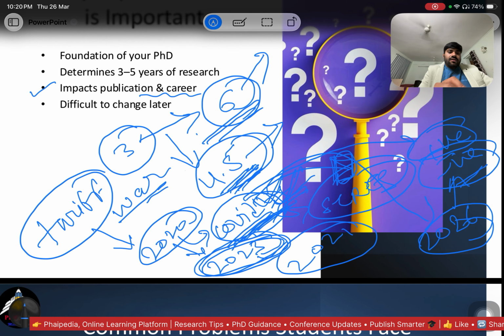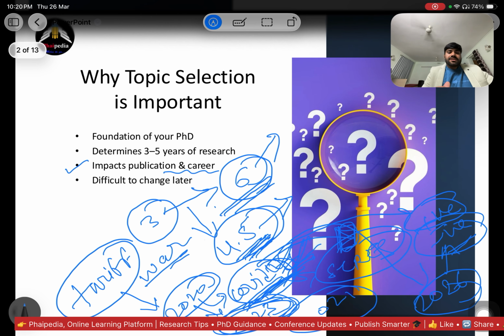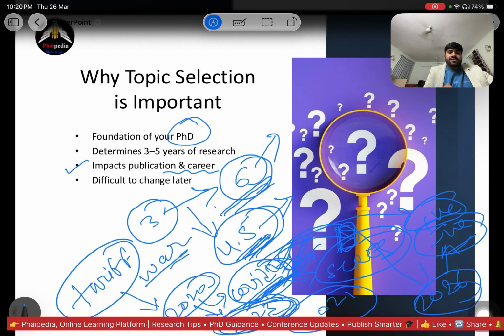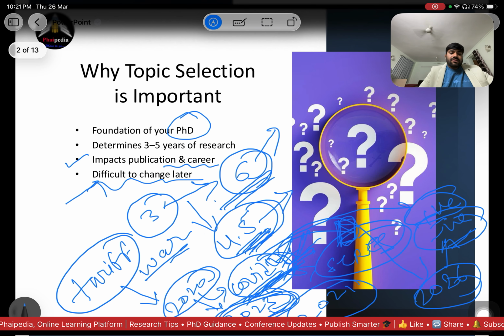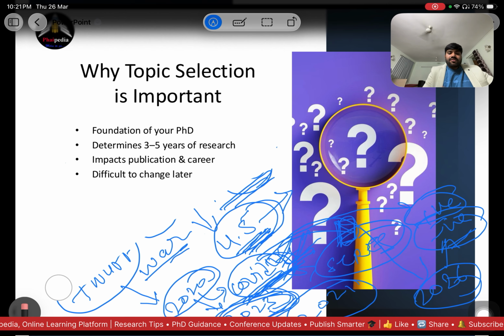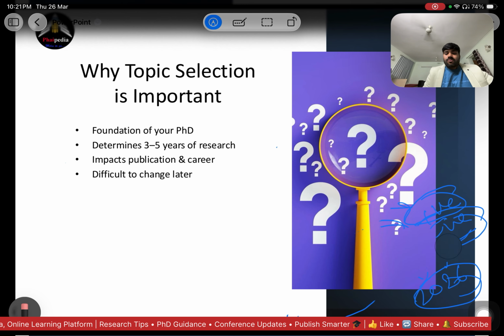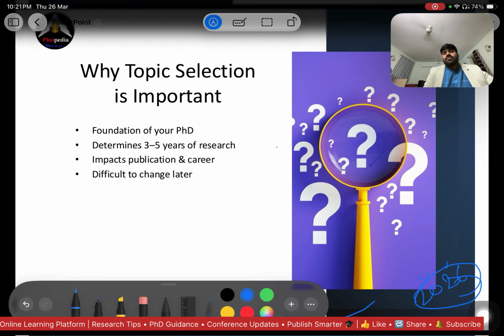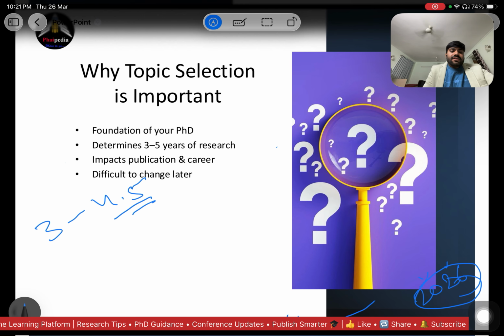Also, when we discuss PhD program research topic selection, it is difficult to change later because you have only a minimum of 3 years and a maximum of 4.5 years, since you get money from the institute until 4.5 years. So you basically decide your research topic in the second year.